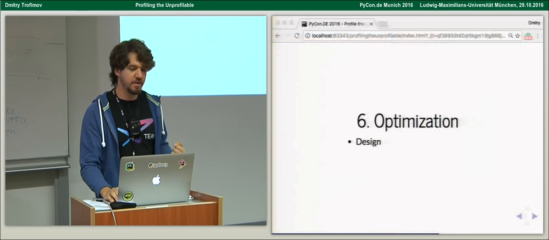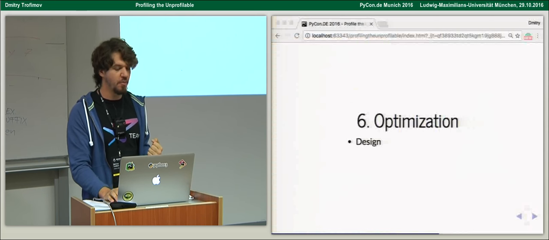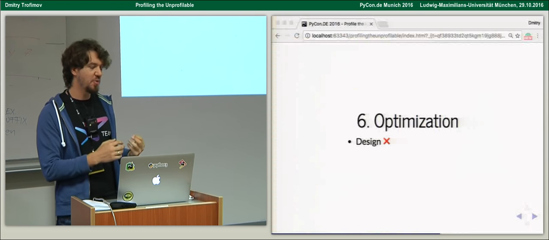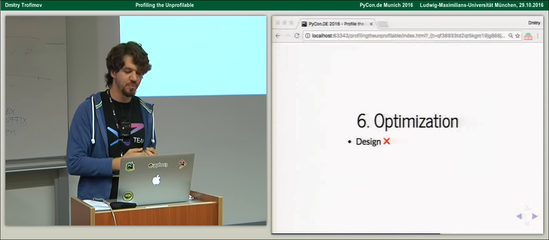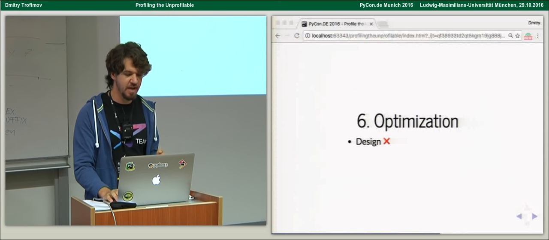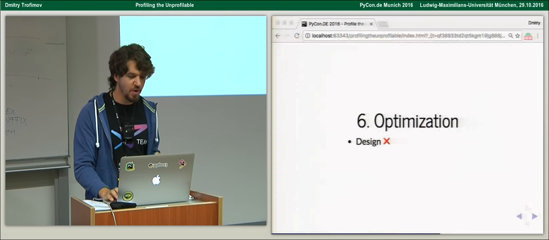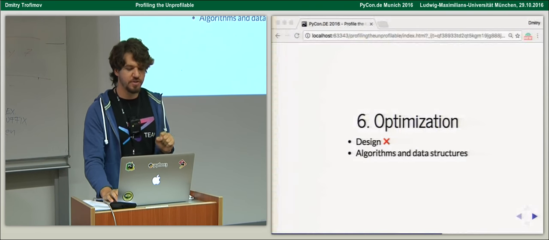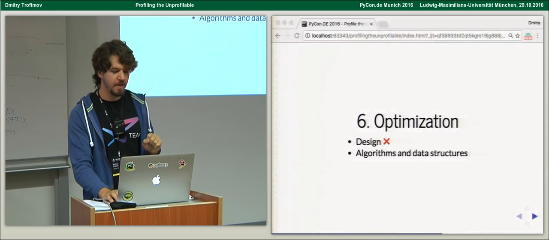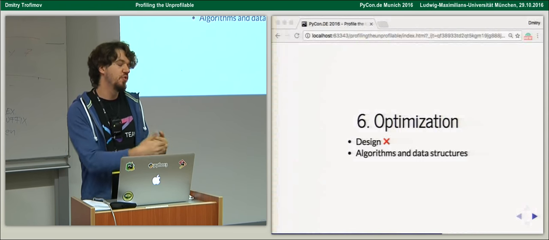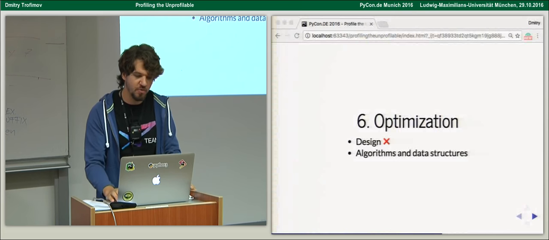Can we change the design of our program? Unfortunately, no, because with our debugger, we need to comply with the set trace API, so there is no way for us. The next level is algorithms and data structures. On that level, you can improve your algorithms and data structures and make your program faster.